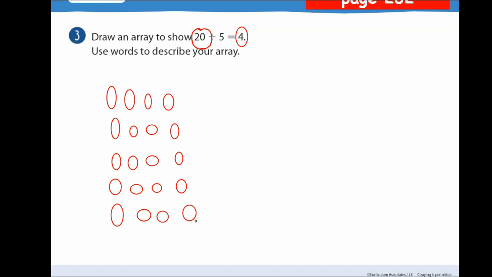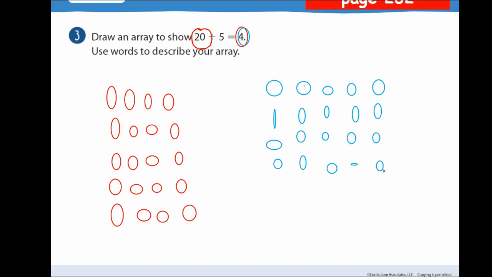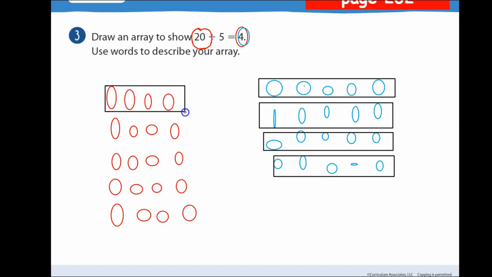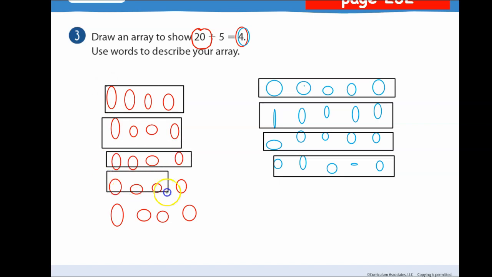That's it. Or you might have done this. You might have said, oh, you know what? I'm going to put a 5 in each row. 1, 2, 3, 4, 5. And this one's going to say, oh, I need 4 rows then. Okay. So you notice on this one, I have 1, 2, 3, 4, okay, with 5 in each row. This one I have 1, 2, 3, 4, 5, with 4 in each row.